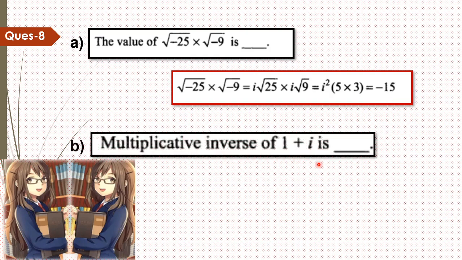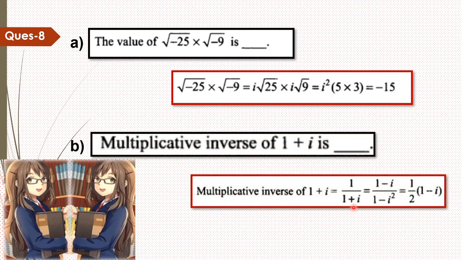Multiplicative inverse of 1 plus iota. We know very well how to find the multiplicative inverse. I don't think I have to discuss this thing, or otherwise you know the formula as well. What is the formula? Conjugate of z upon square of modulus of z. z means the given complex number.